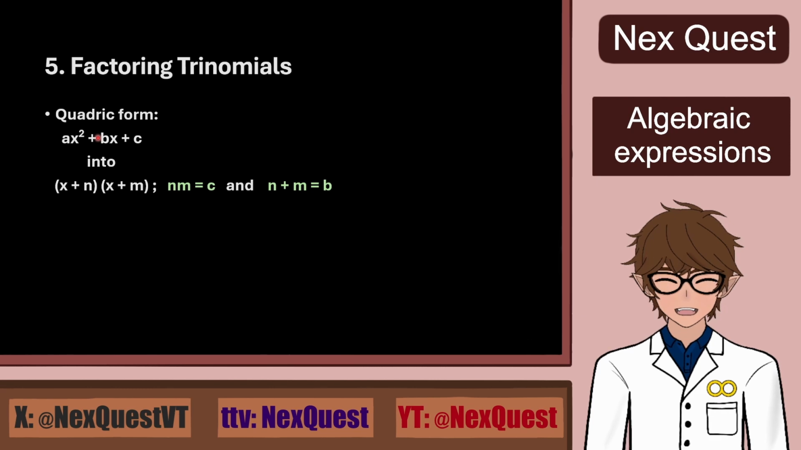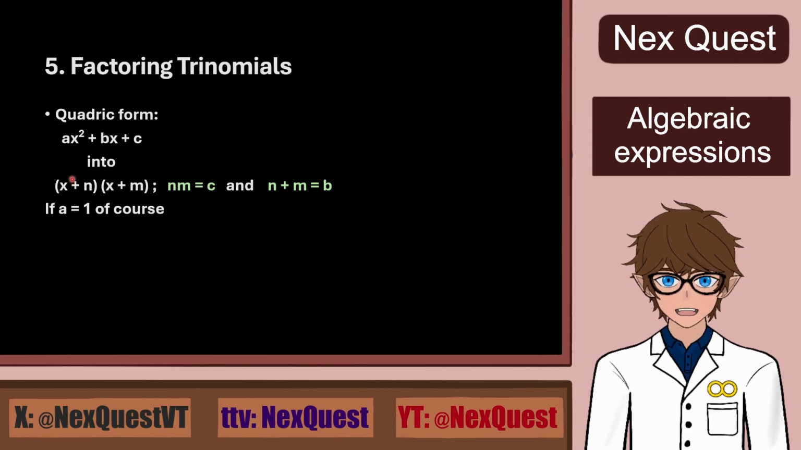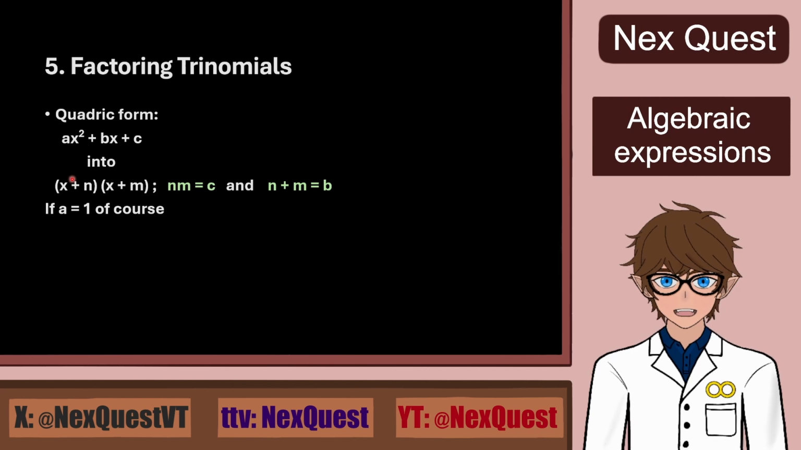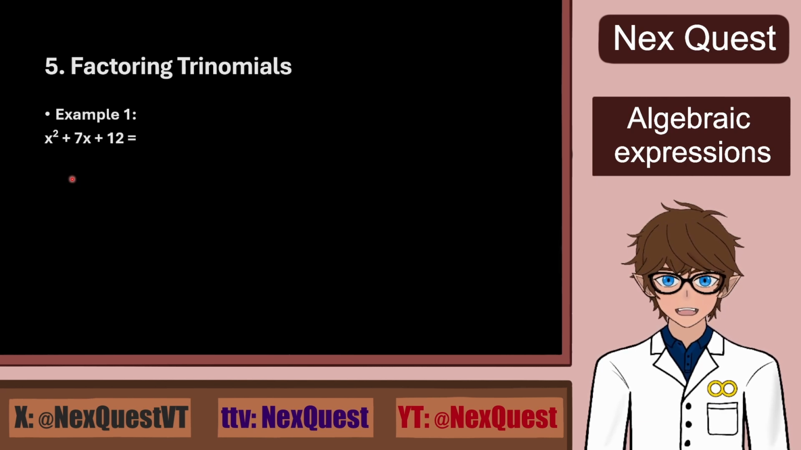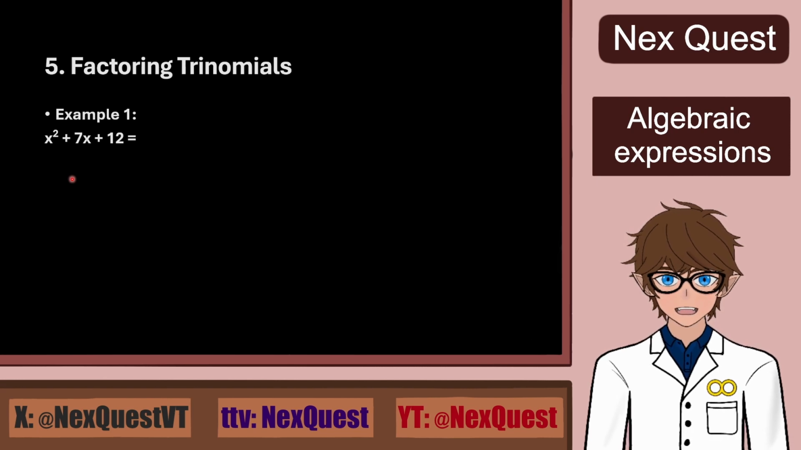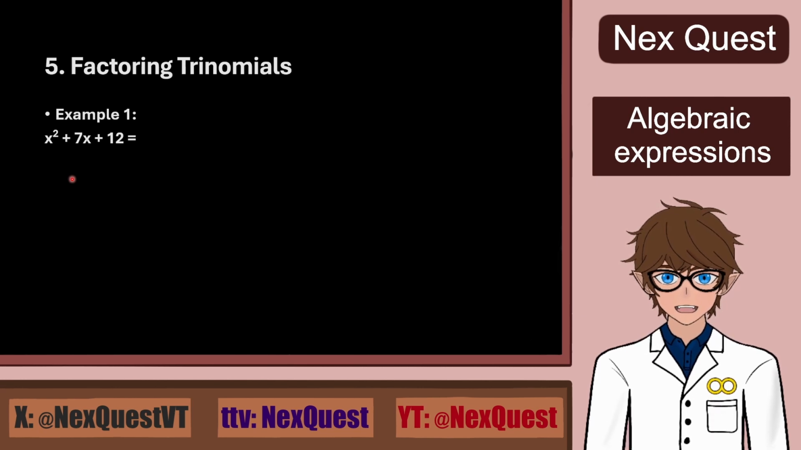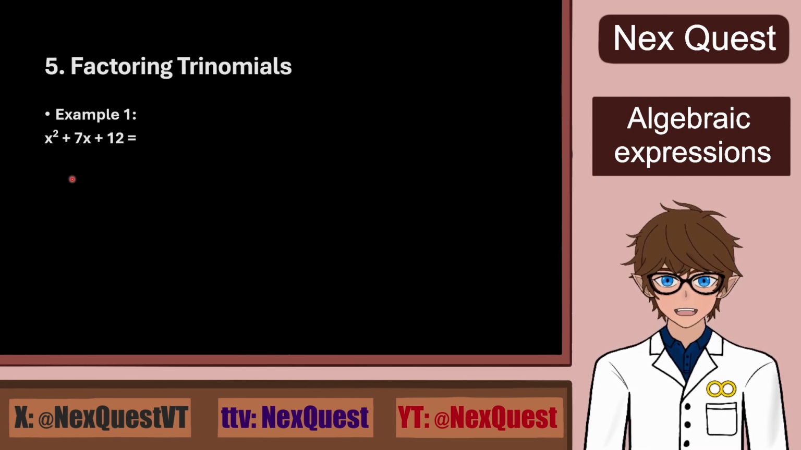However, this only works if a is equal to 1, because, well, there's no coefficient here. And a actually influences this a lot. I will show you this in a couple of examples, but let's just solve a simple one first. We have x squared plus 7x plus 12. Well, how can we approach that? We use the knowledge that we already have. Which numbers divide 12? And which two numbers especially, when added together, give us 7?